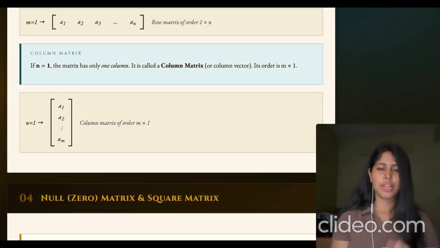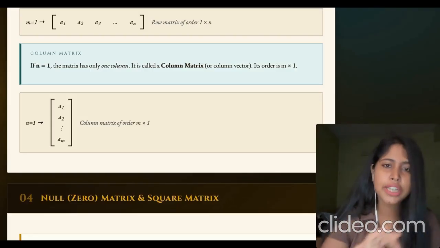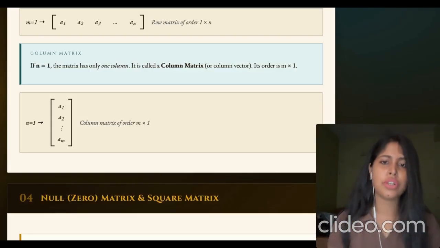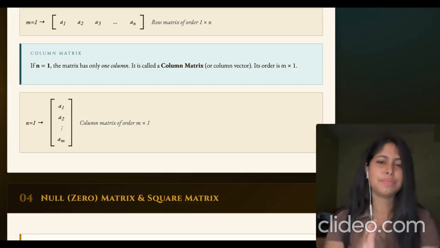M cross 1. Now you can think of it like this: a row matrix is like a train running horizontally, and a column matrix is like a building standing vertically. Same idea but different orientation, right?